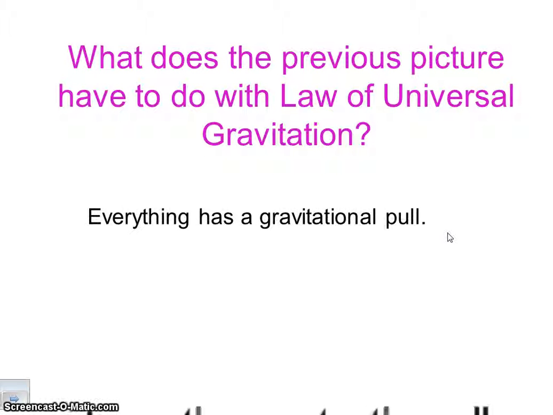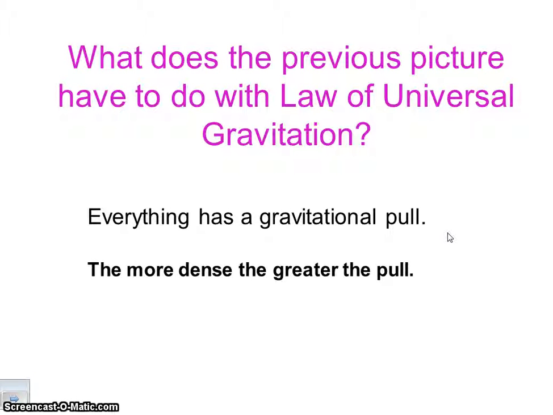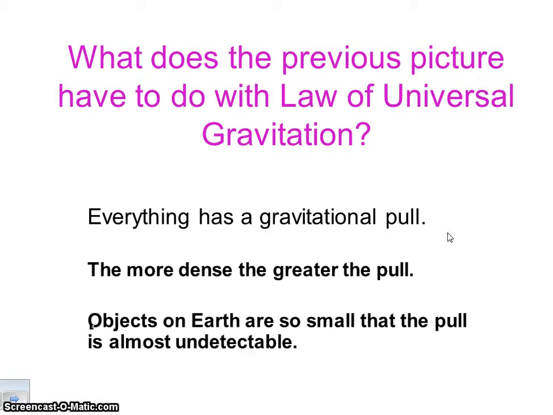Everything has gravitational pull. The more dense, the greater the pull. That's one thing to remember. And objects on Earth are so small that the pull is almost undetectable. All right, and that wraps up our scientific notation and our law of universal gravitation.